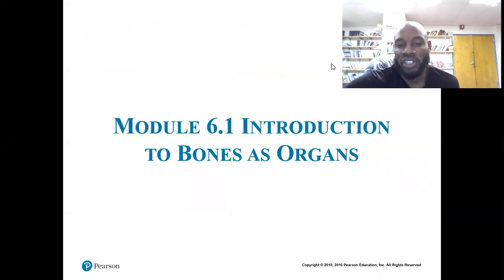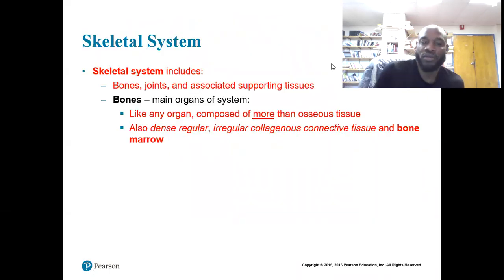All right, so this is the introduction, 6.1. What does the skeletal system include? It includes bones, joints, and supporting structures. When you think of a skeletal system, think of the bones, the joints, and tendons. It relates closely to the muscular system because the muscles and the bones work closely together. So think of ligaments and tendons as well. Tendons connect your muscles to bones, and ligaments connect bones to bones.